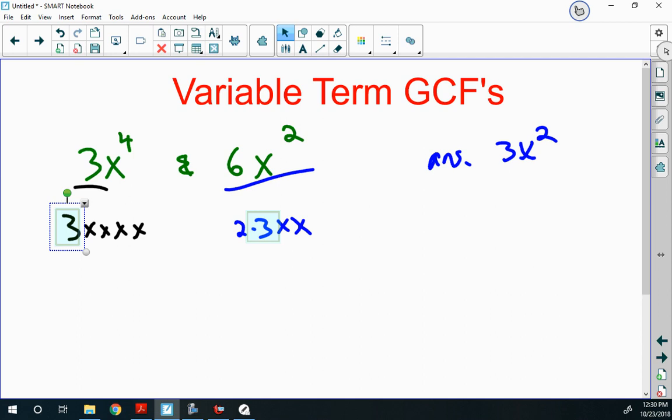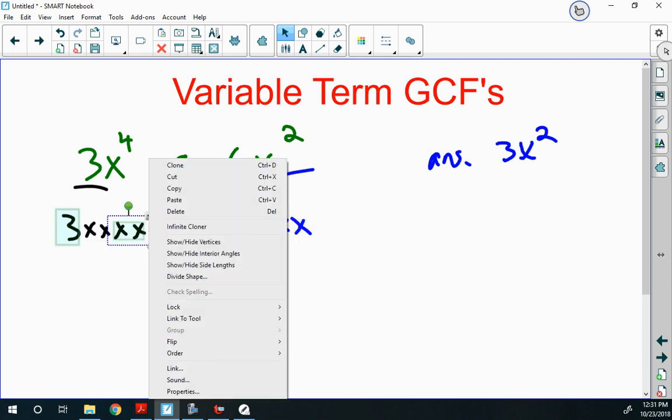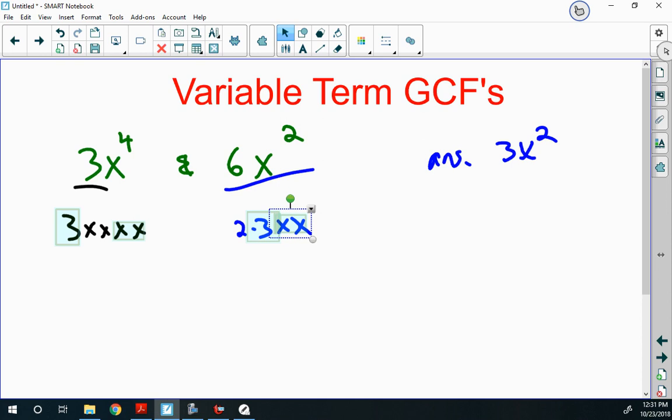Just an x or an x? Well, this one has x to the 4th. Does this one have x to the 4th in it? No, so this has x squared in it, and so does this. So do you see where our answer comes from now that it ends up being 3x squared? Okay, so our answer is 3x squared, because that's all the stuff that they have in common.